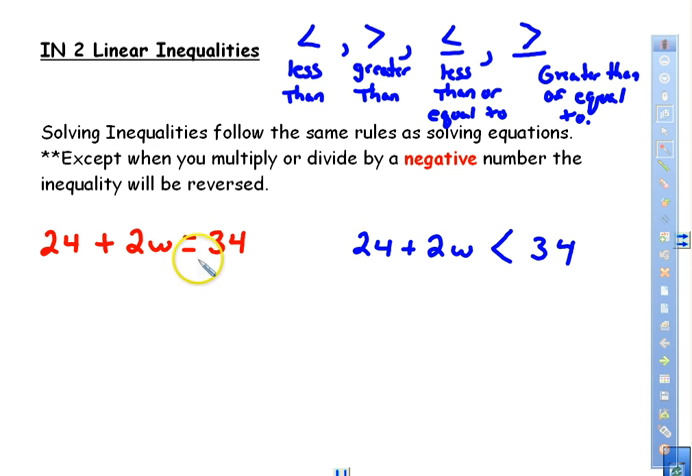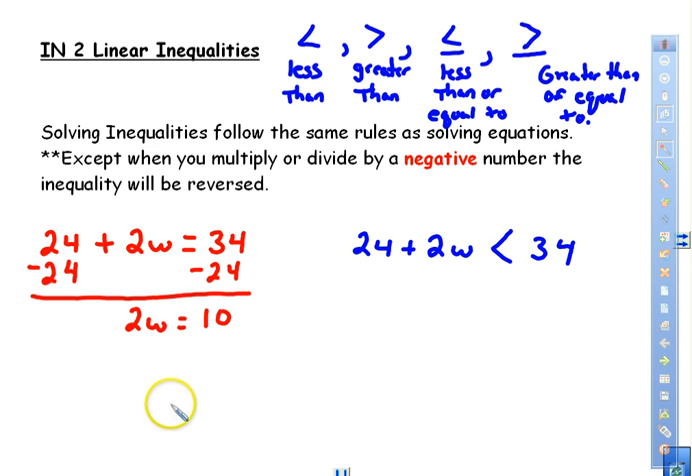So let's first look at this equation. This is what we did yesterday. So you're going to have to subtract a 24 or add a negative 24 to both sides. And when you do that, you get 2w, which equals then a positive 10. Then from here, you would divide by the number that's with the variable. And then we get w equals 10 divided by 2 is 5. And you can always plug that in, and 2 times 5 equals 10, and 10 plus 24, does it equal 34? Yes, it does.